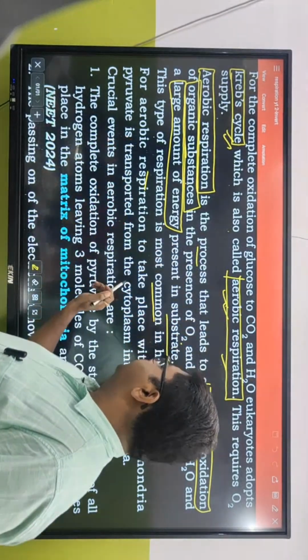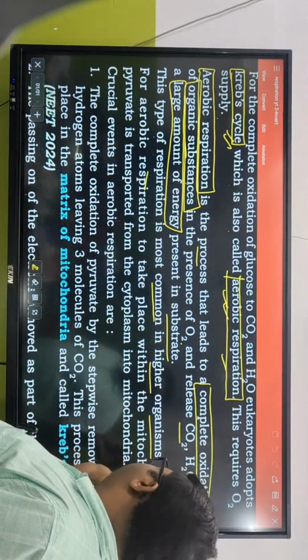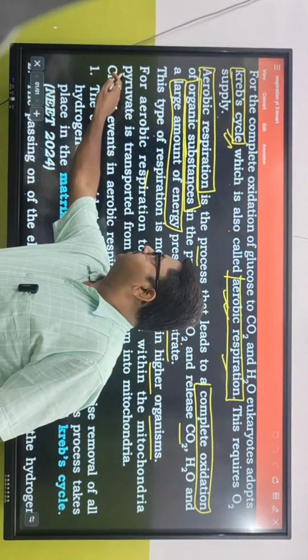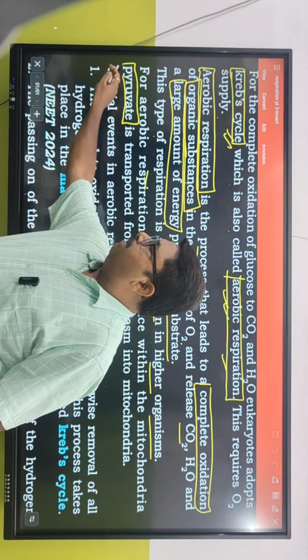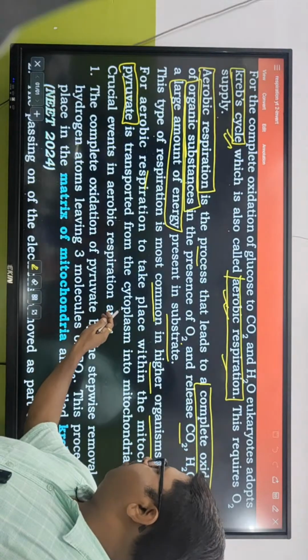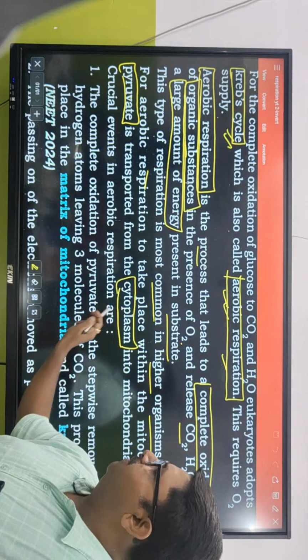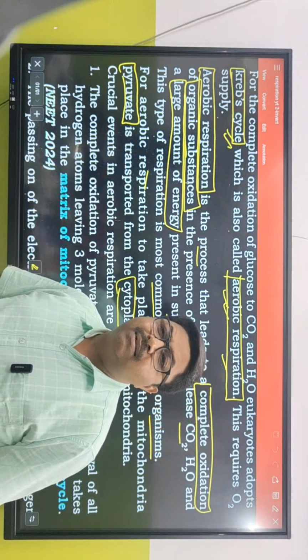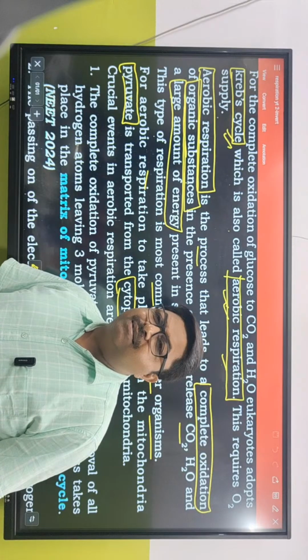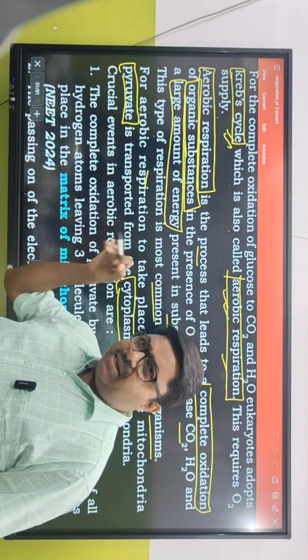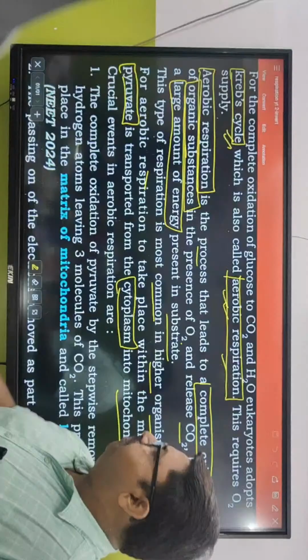For aerobic respiration to take place within the mitochondria, pyruvate, pyruvic acid, is transported from the cytoplasm. Where will it come from? Where was pyruvate formed? Where did glycolysis happen? In the cytoplasm. So the pyruvate has to come from the cytoplasm into the mitochondria.